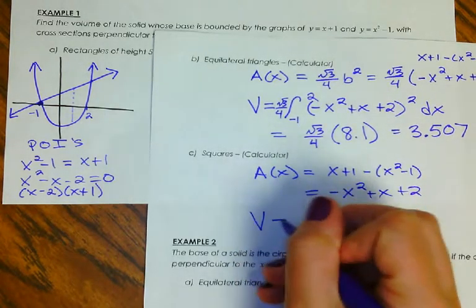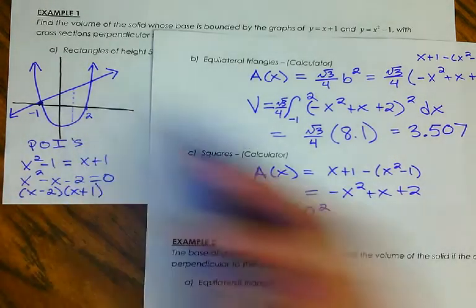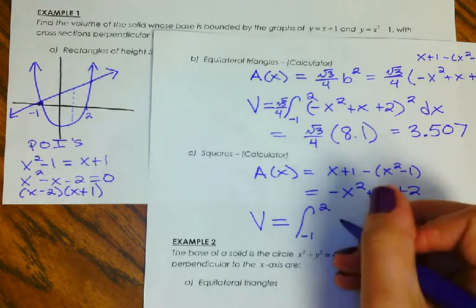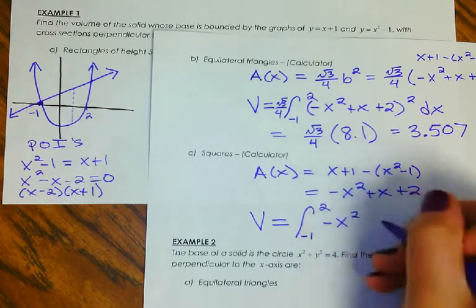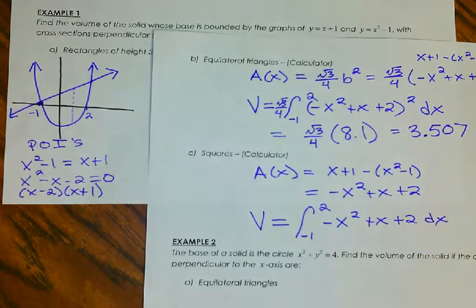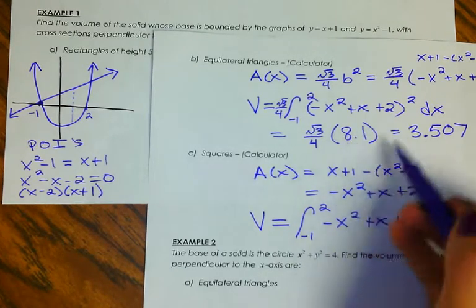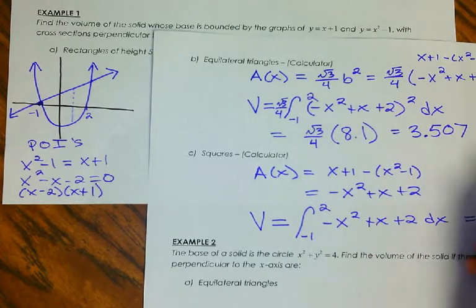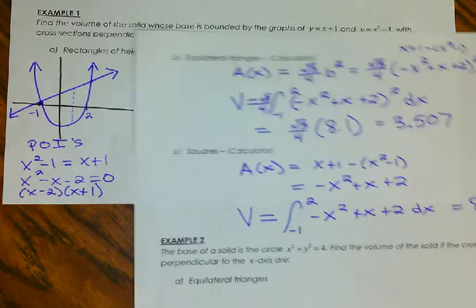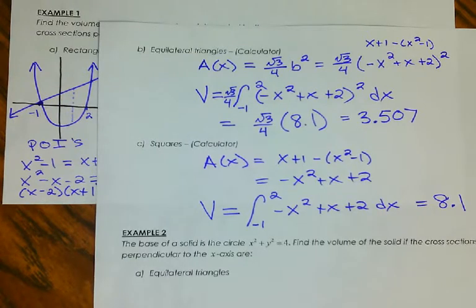And then this one's really easy, because when you drop that into the volume, we're going to integrate from negative 1 to 2 because those were the bounds from the graph. And then we're just going to integrate that negative x squared plus x plus 2 with respect to x, because it said that we are perpendicular to the x-axis. And then if you did it like this, you already know the answer here is going to be that 8.1 number. So that's how you have that. Okay. All right, so I will go ahead and do example 2 next.